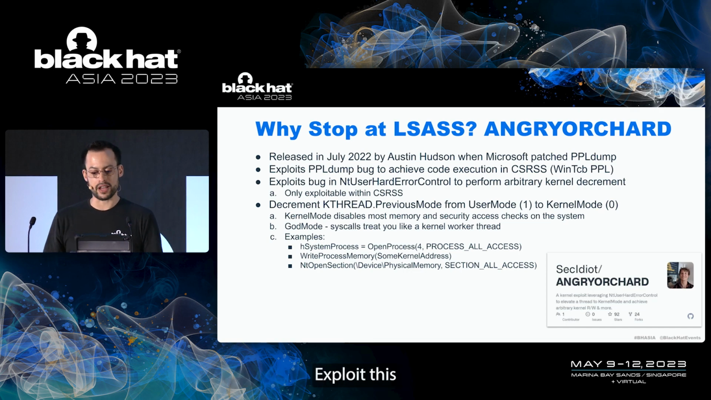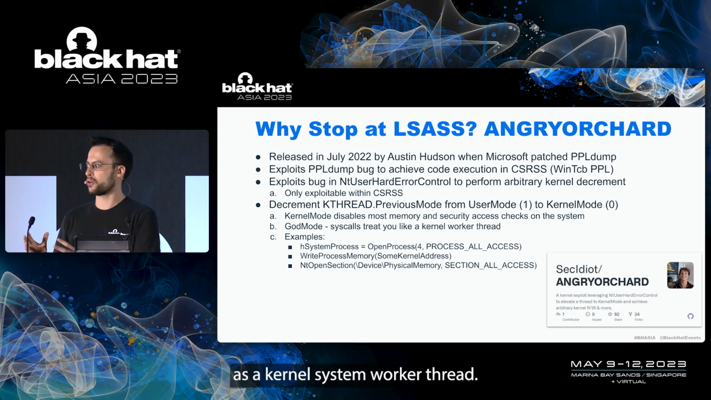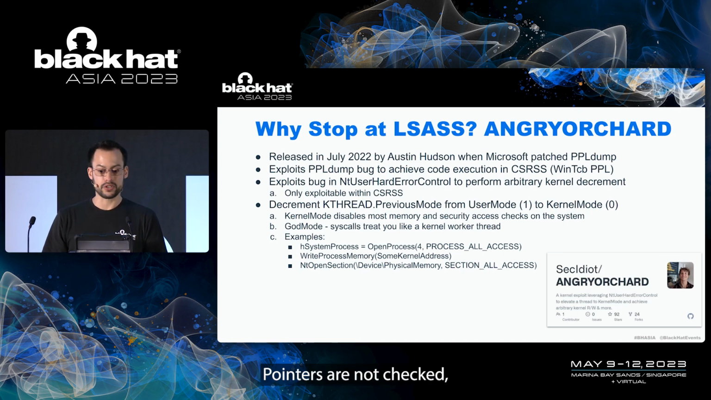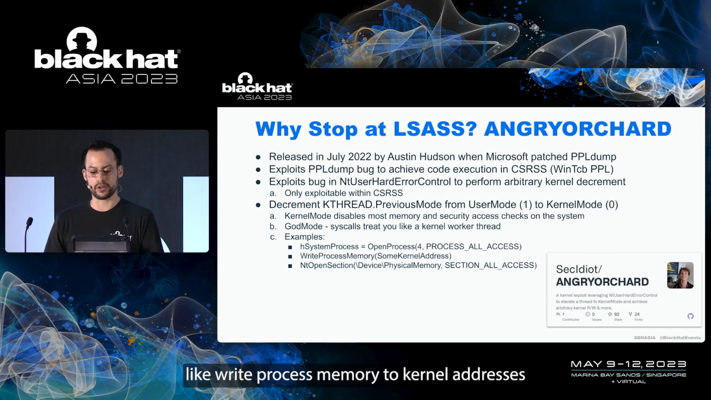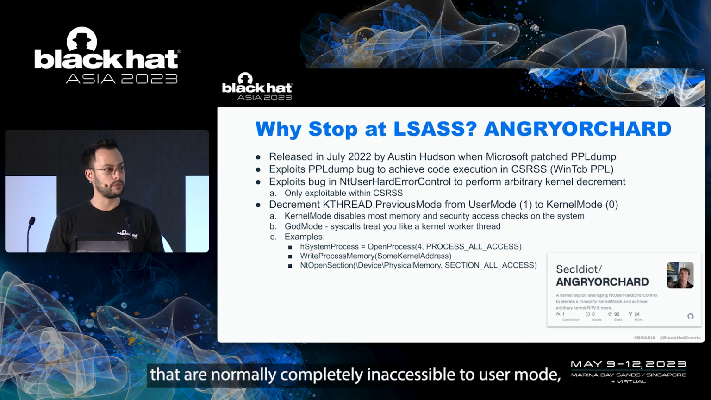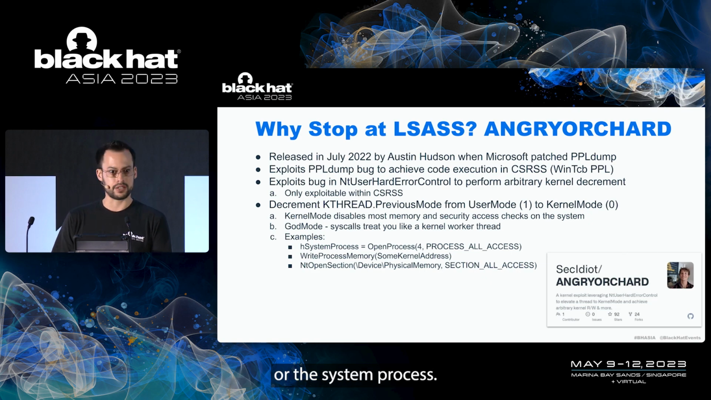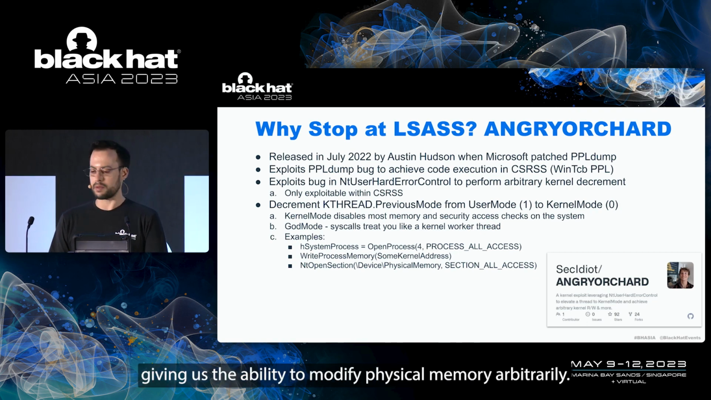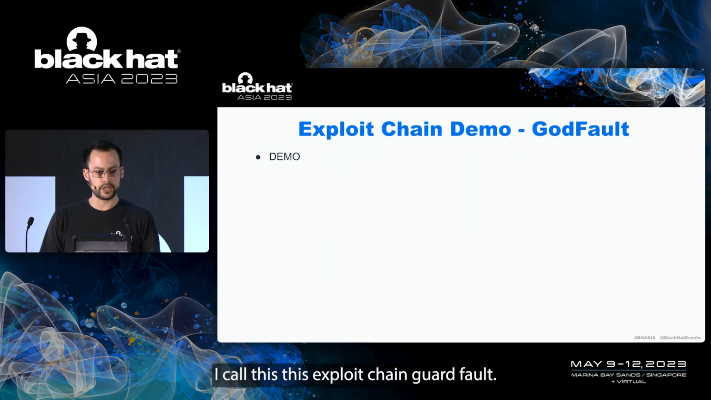Sometimes referred to as a God mode exploit, this previous mode manipulation makes the kernel treat your thread as a kernel system worker thread. This can lead to some weird results. Pointers are not checked. Access checks are skipped. And you can do crazy things like write process memory to kernel addresses, or open things that are normally completely inaccessible to user mode, such as the physical memory device or the system process. By chaining PPLFault with the NtRaiseHardError exploit, we can get a full access handle to the physical memory device, giving us the ability to modify physical memory arbitrarily. I call this exploit chain GodFault.